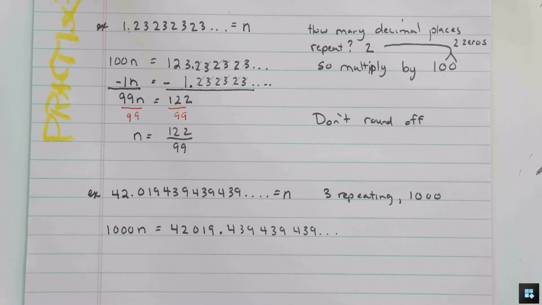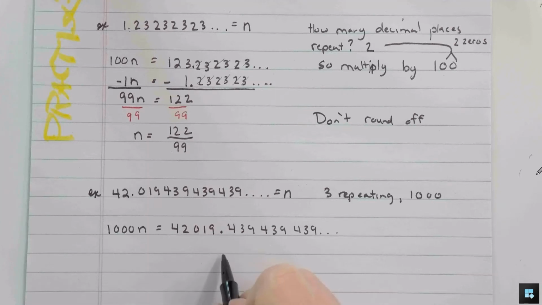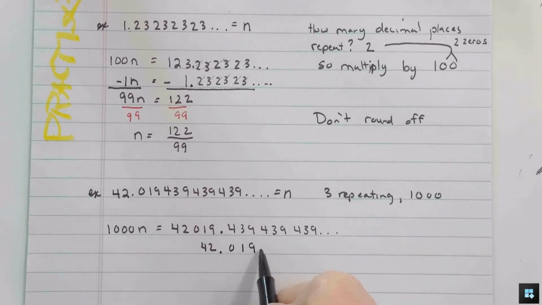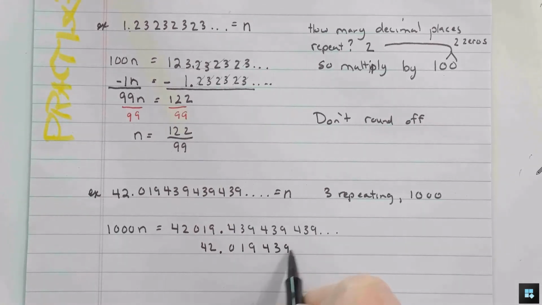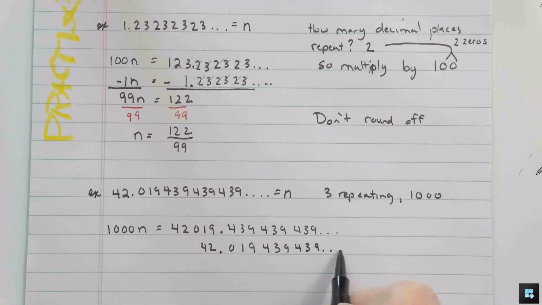When you go to subtract, make sure you write all your digits nice and neat, all lined up properly with the decimal point, and then the 42 under the 19, and then 0, 1, 9. If your digits aren't in line with each other, where they're the same digits and the repeating part, then you've made an error somewhere.